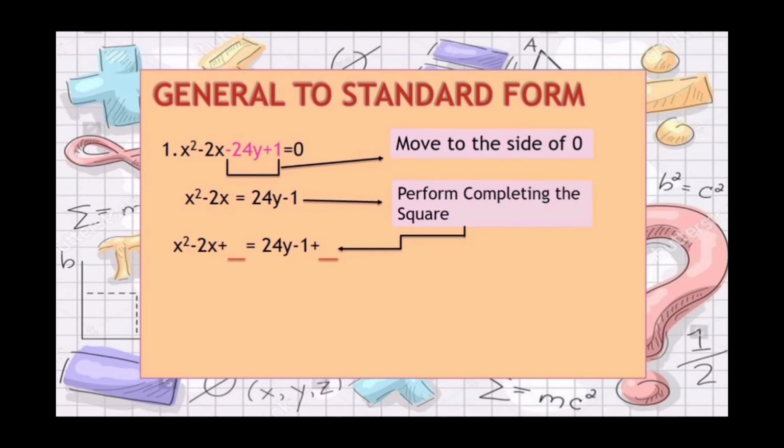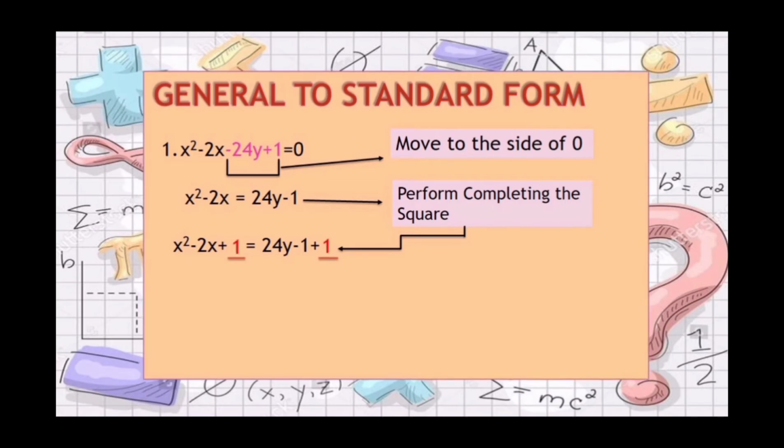And let us perform completing the square. X squared minus 2x plus blank equals 24y minus 1 plus blank. So what must be the number to make this expression a perfect square trinomial? So let us divide negative 2 by the constant 2, and that is negative 1. Negative 1 multiplied by itself, and that is positive 1. So we are going to add positive 1 on both sides of the equation.